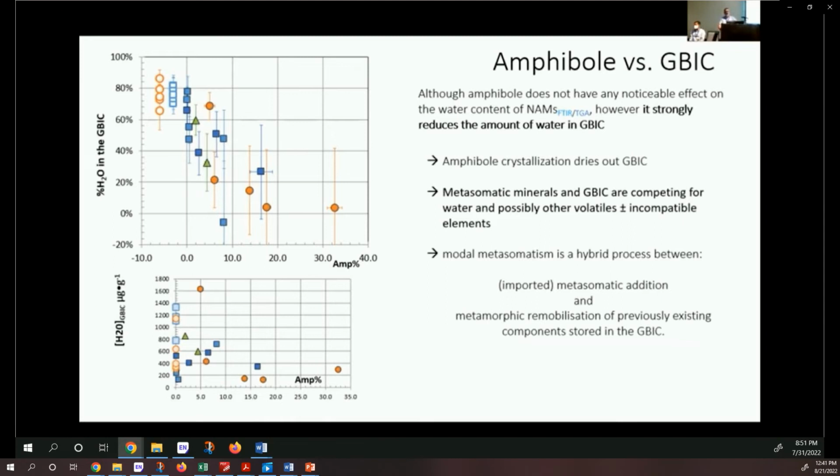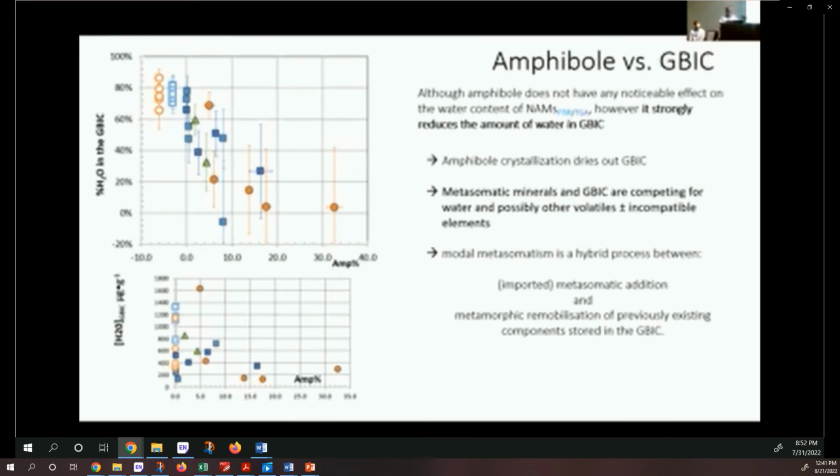So that means also that metasomatic minerals and GBIC are competing for water and possibly other volatile and incompatible elements. That also means that we need to reassess our view of modal metasomatism. Indeed, it seems to be more hybrid processes between the classic imported, added metasomatic addition and some kind of metamorphic remobilization of previously existing components which were being stored in the GBIC.